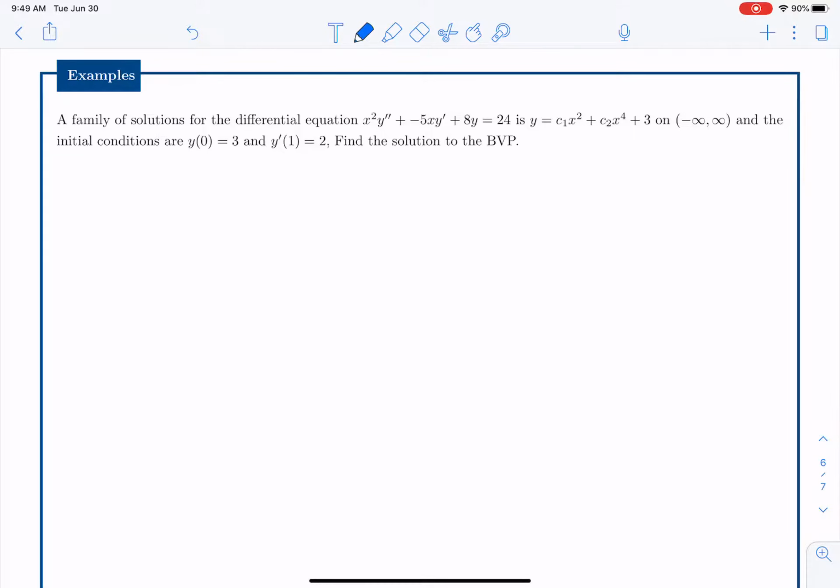So here we have another boundary value problem, but if you look at this, in this case we're defining the boundary for y of 0 and y prime of 1. So we are fixing the first derivative at 1 and the original solution at 0.